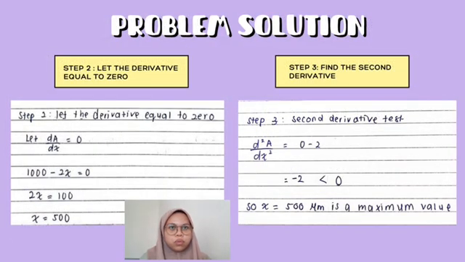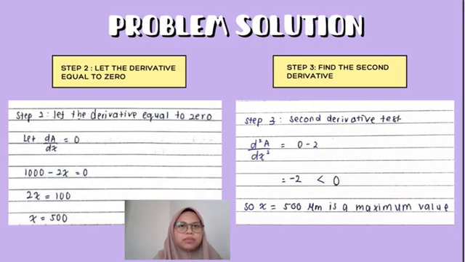Move to step 2: let the derivative equal to 0. Let dA over dx equal to 0. 1000 minus 2x is equal to 0, so x is equal to 500. Next is step 3: find the second derivative. The second derivative is 0 minus 2, so it is equal to negative 2. Negative 2 is less than 0, so x equal to 500 micrometer is the maximum value.